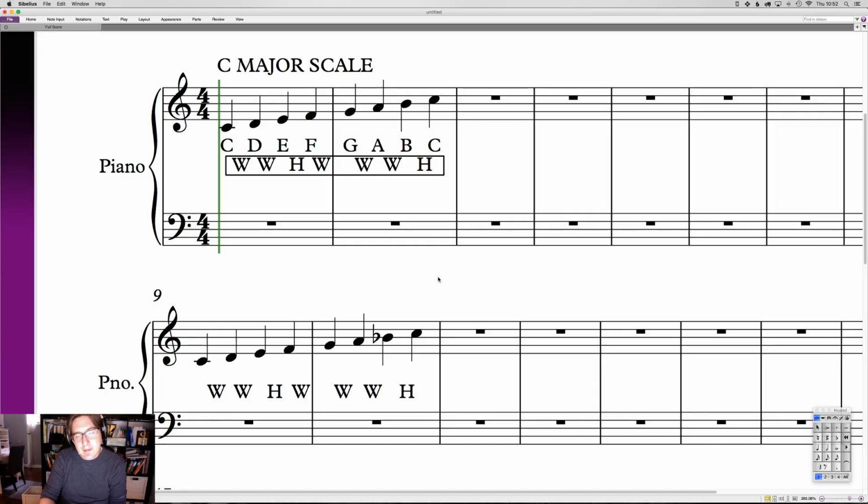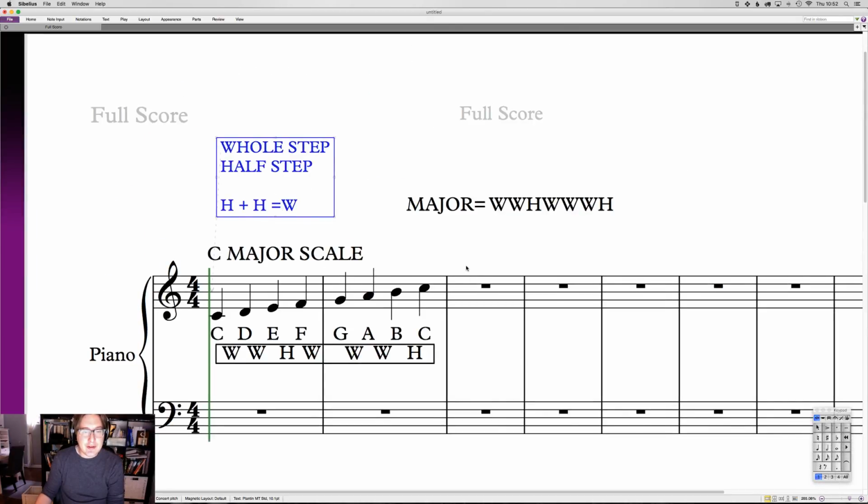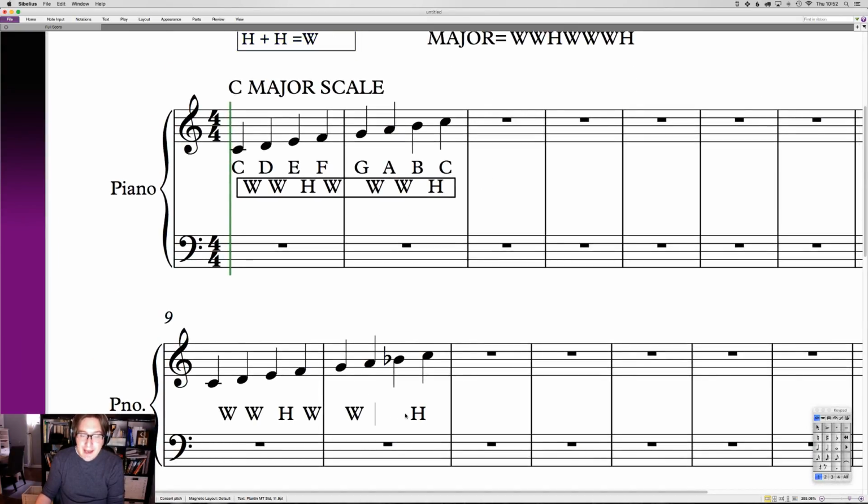And so instead of from A to B sounding like this, it now sounds like this. So I've moved it down. So I've subtracted a half step from this whole step. And remember, from above, whole plus whole equals half. So we took a half step out of this whole, so that's now a half step.